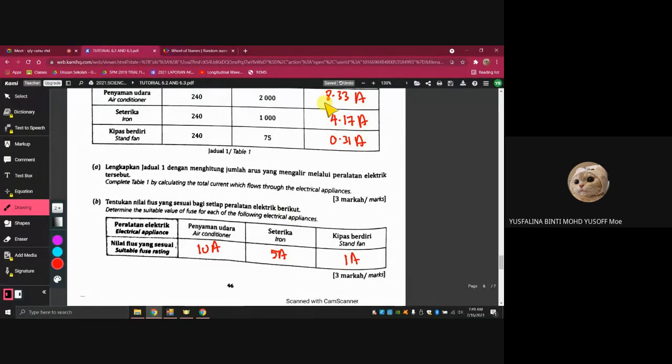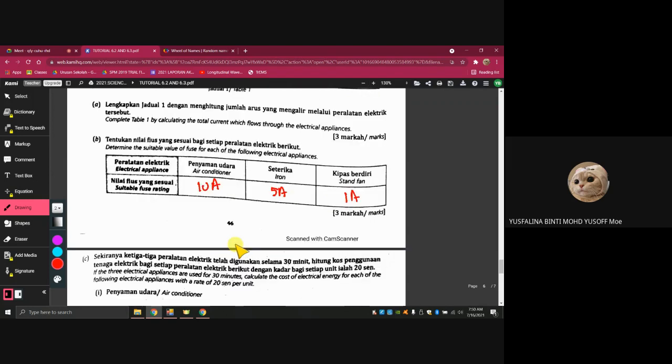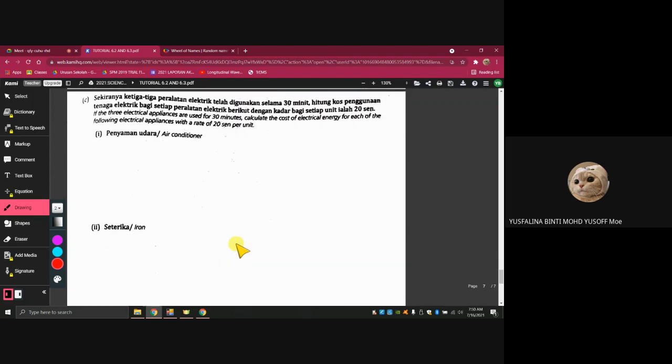The wire inside the fuse will melt, and this will cause the electricity to not flow through the electrical appliance. The fuse is actually a safety feature. The fuse and the earth wire inside the plug are actually for safety reasons. Okay, for C.